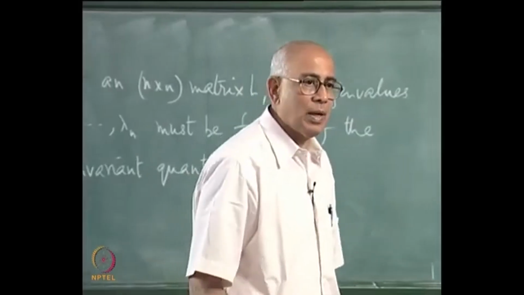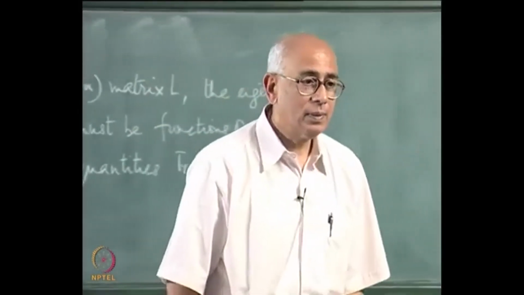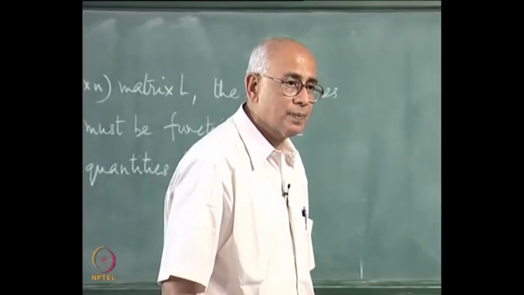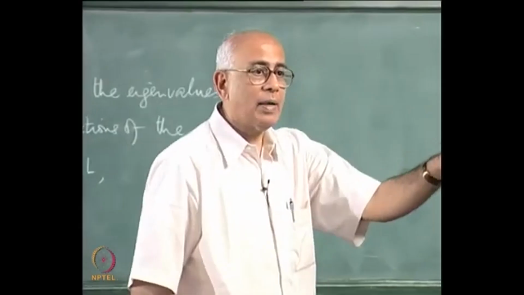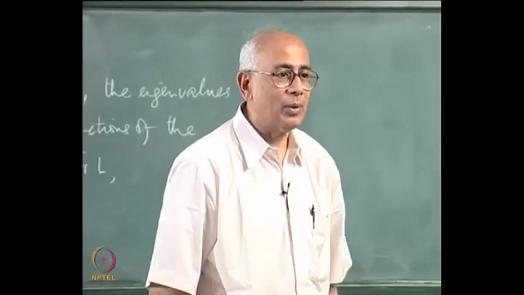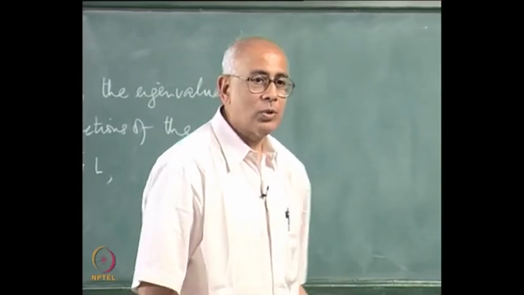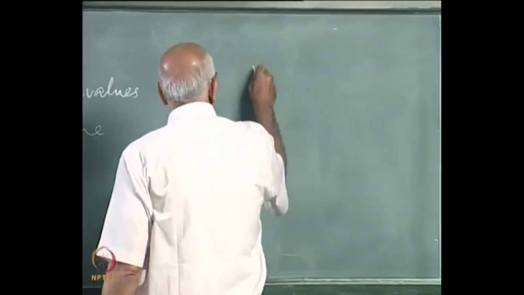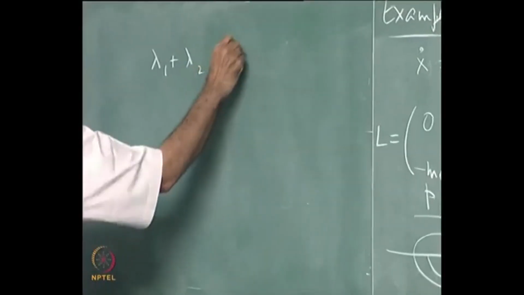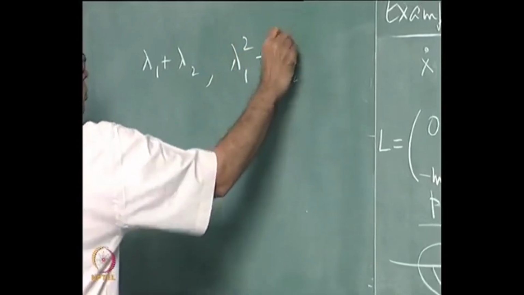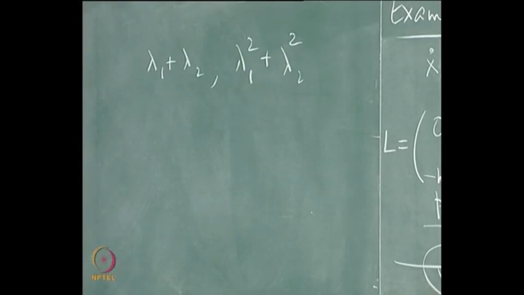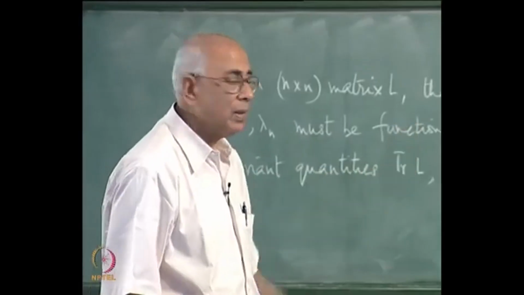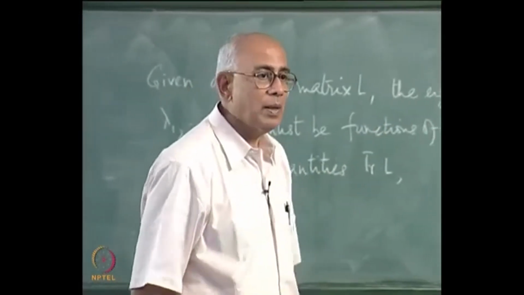Exactly, lambda 1 squared plus lambda 2 squared, and what is the trace of that? What is the trace of a diagonal matrix with elements lambda 1 squared and lambda 2 squared? Just the sum of these two. So it is quite clear that if you give me lambda 1 plus lambda 2 and lambda 1 squared plus lambda 2 squared, I could certainly find lambda 1 and lambda 2, because I would straight away find lambda 1 lambda 2 by combining these two, and then I could find lambda 1 and lambda 2 independently.